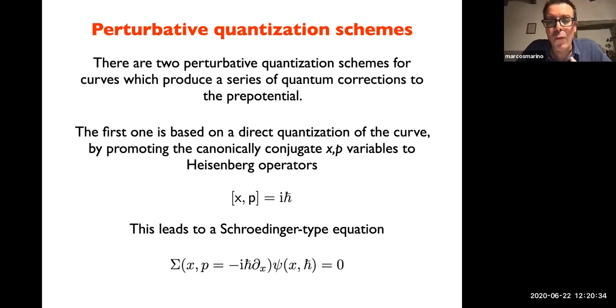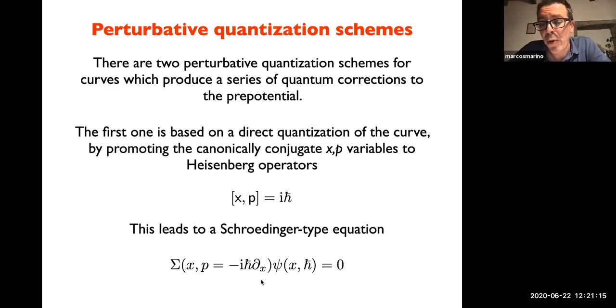The first one is actually a method which mimics WKB. In WKB, what happens is that you have a classical Hamiltonian, in one dimension, so you have x and p variables. The first thing you have to do if you want to quantize the system is just to promote these variables x and p to Heisenberg operators commuting to i times h bar. Now, once you do that, by using essentially the position representation for the Heisenberg commutation relations, you can promote your curve to an operator.